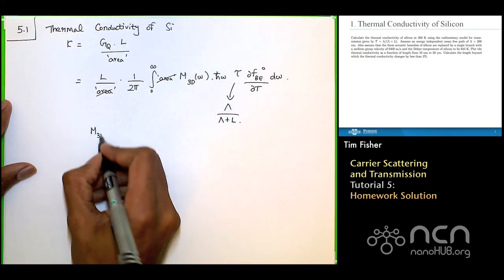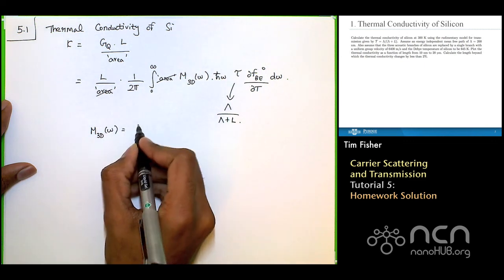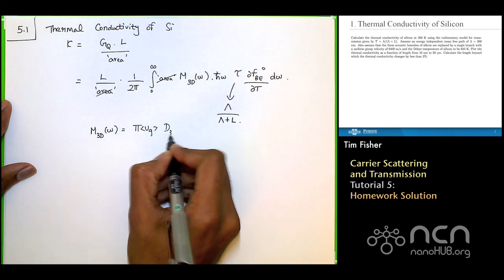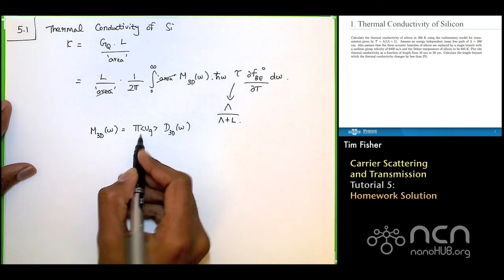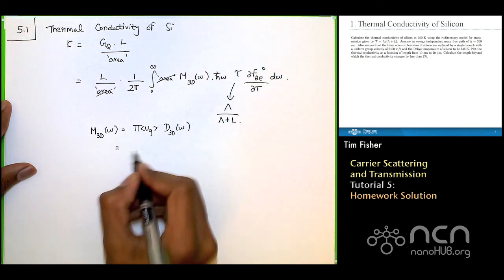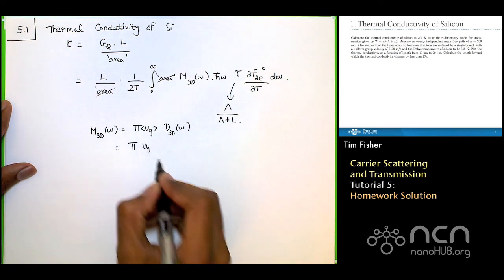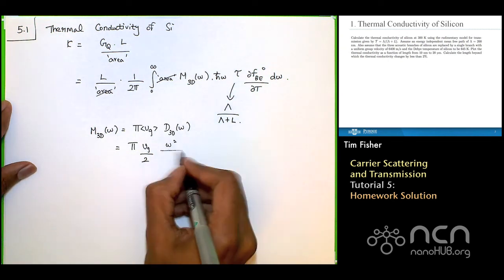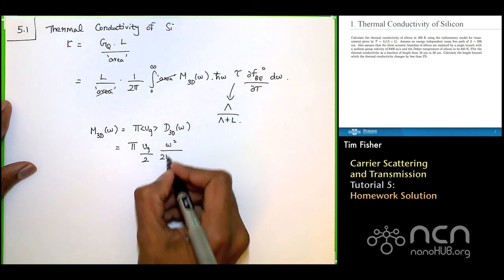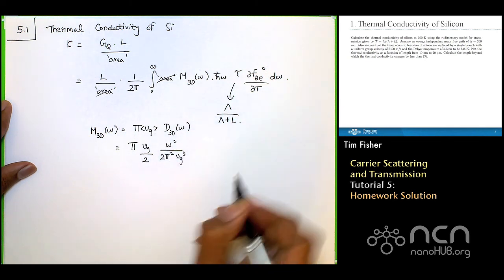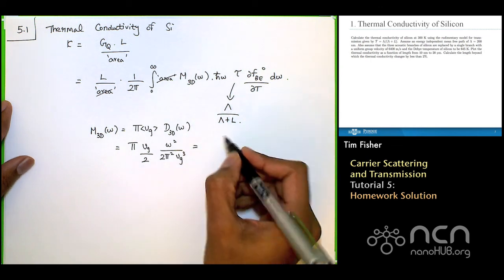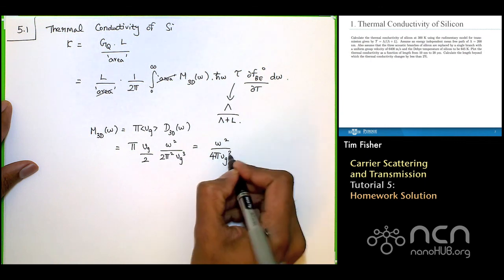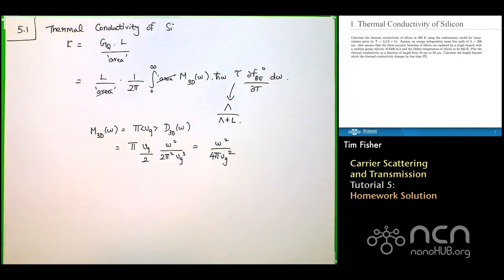And the mode density M3D of omega is just given by a product of the average group velocity and the density of states, and an extra factor of pi. So the average group velocity in 3 dimensions is just Vg over 2, and the density of states under the Debye approximation is given by omega square by 2 pi square Vg cube. So this simplifies to omega square by 4 pi Vg square. So note that the Debye approximation is being used here.